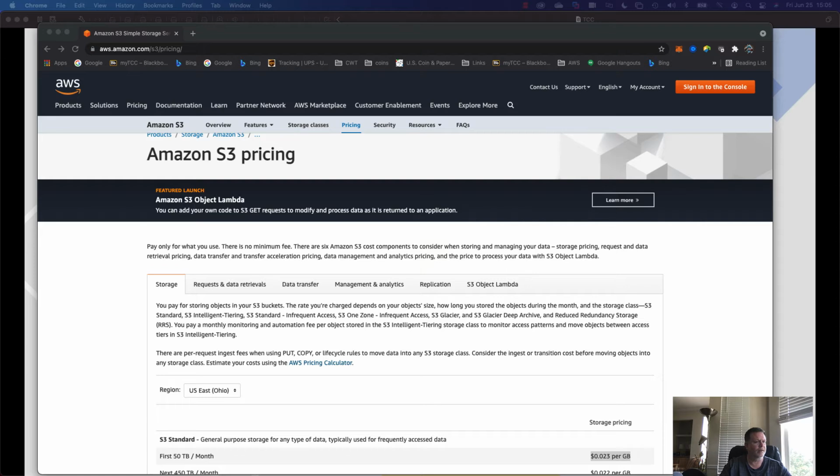You can get to this information. We're going to go over S3 and EC2 in greater detail later, but for now, just know that we can get to the pricing just by going to aws.amazon.com/the service name/pricing.